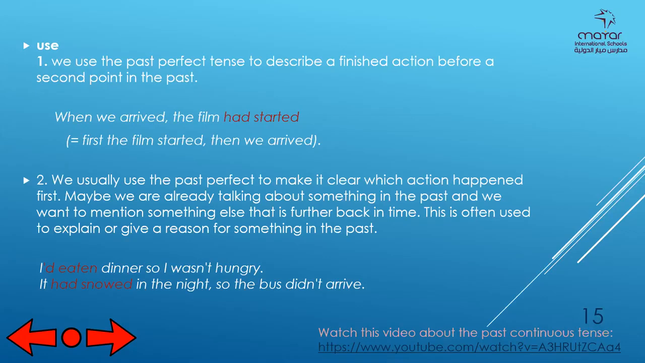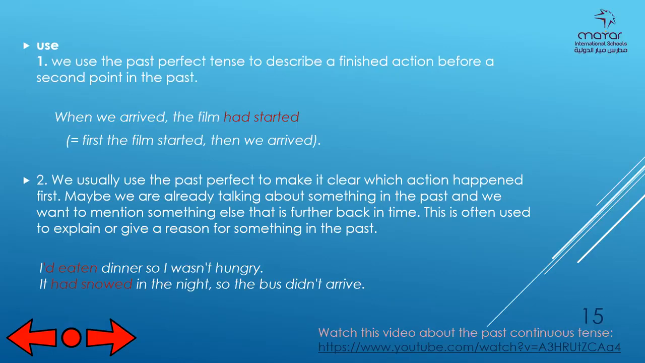Like? I'd eaten dinner, so I wasn't hungry. Yeah, exactly. It had snowed in the night. I wasn't hungry because I did something before this, which is had eaten. I had eaten the dinner, and then the result is that I wasn't hungry. So two actions: the first one is eating my dinner, and then the second thing, I wasn't hungry. Understood?